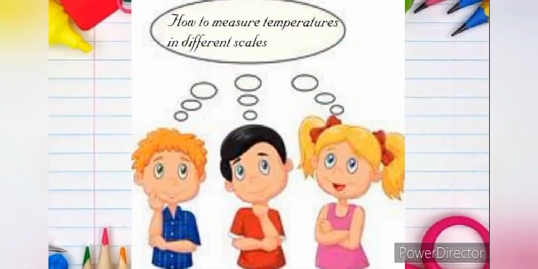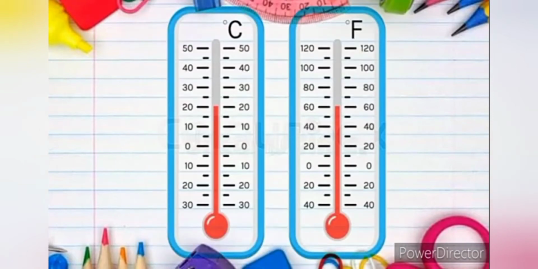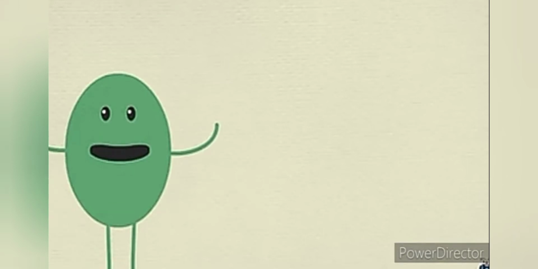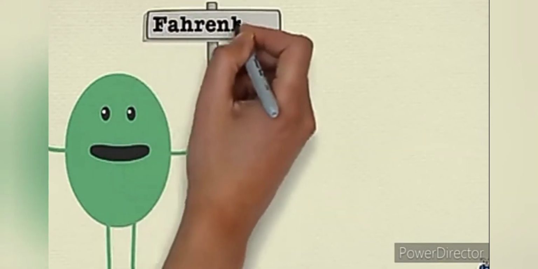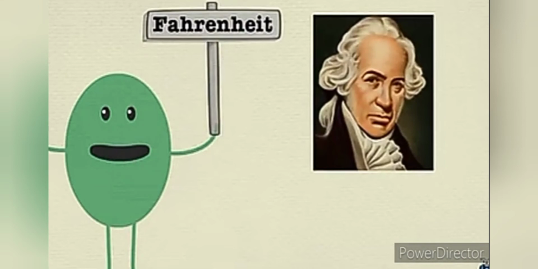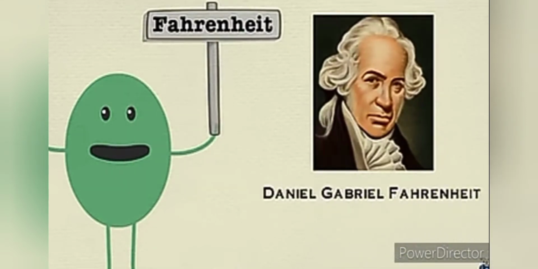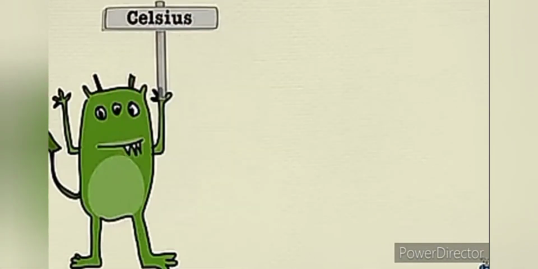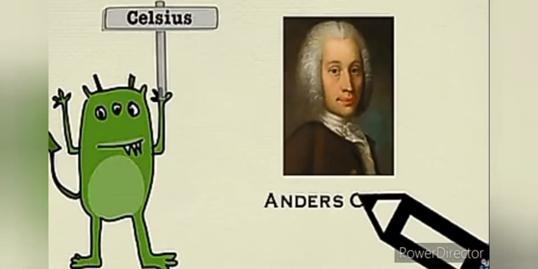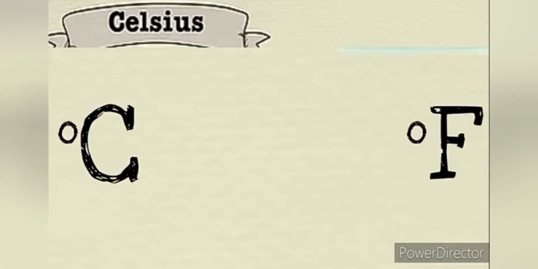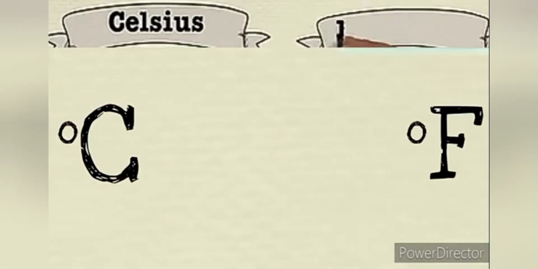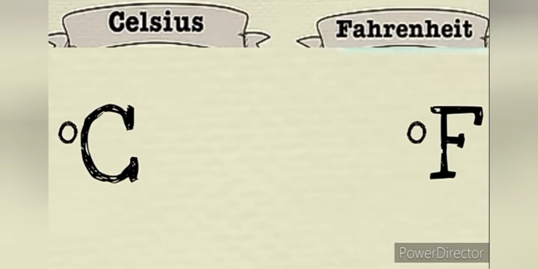How to measure temperatures in different scales like Celsius scale and Fahrenheit scale. Clear, students? Students, there are two popular temperature scales. Fahrenheit, named after German physicist Daniel Gabriel Fahrenheit, and Celsius, named after Swedish astronomer Anders Celsius. The unit of temperature on these scales are the degree Celsius and degree Fahrenheit respectively.